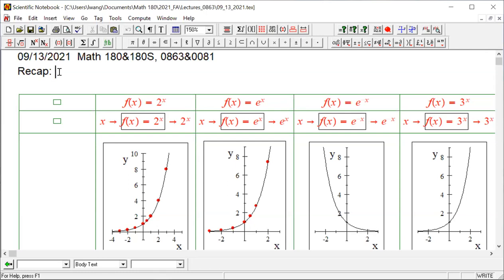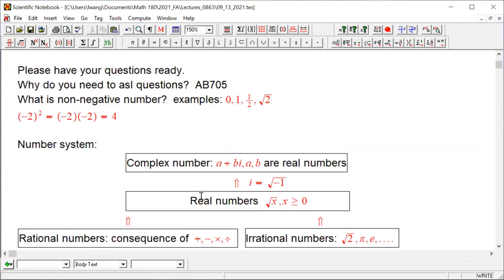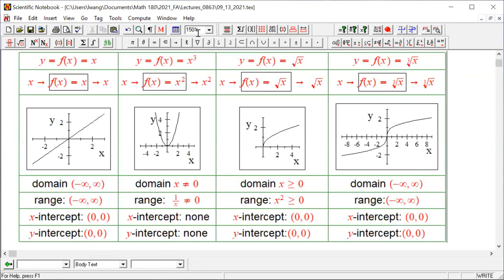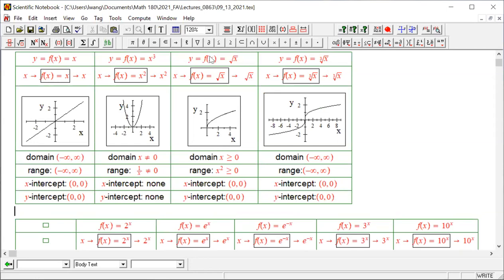So far, we have done all of these, right? The first eight functions and then the exponential functions, right? And these functions are being covered from the beginning, from pre-algebra all the way to, well, what else? College algebra. All right. So this is across multiple textbooks.